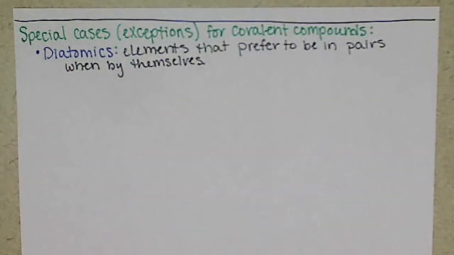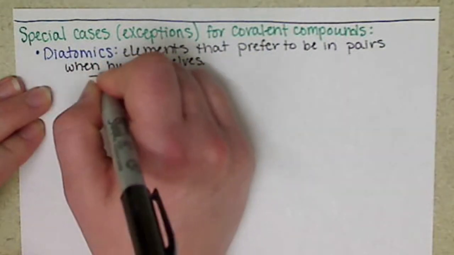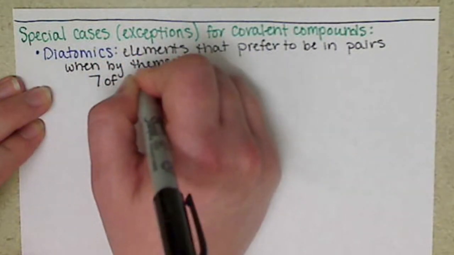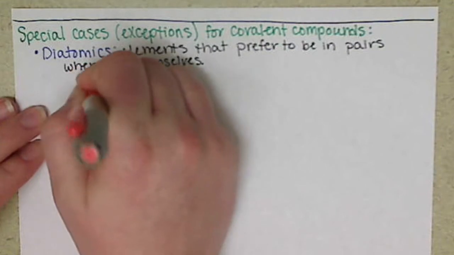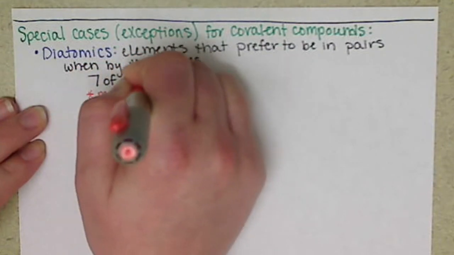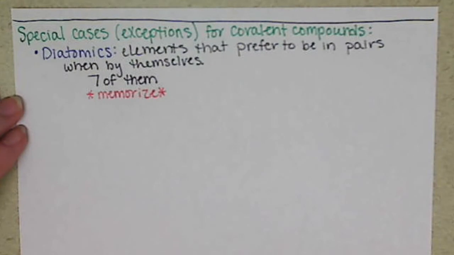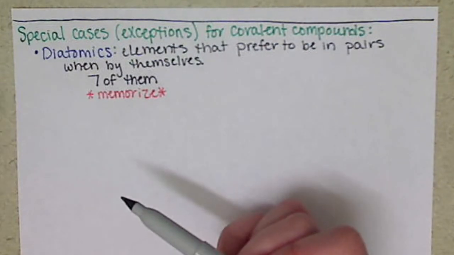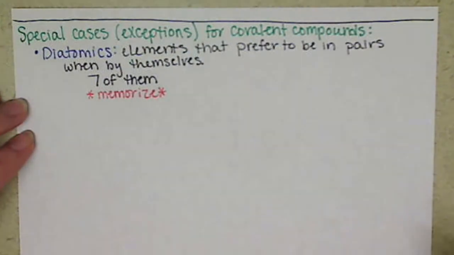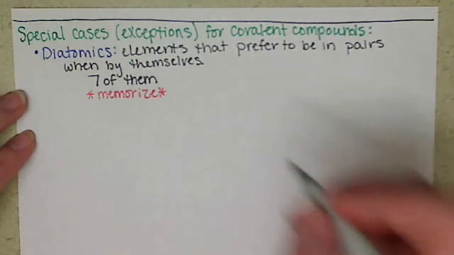So whenever we refer to these diatomics, when they're just by themselves, they're actually in pairs. Okay, and there are 7 of them. You are going to need to know, in other words memorize, all 7 of them. The way that I remember is, for some reason, I can always remember that there's 7 of them, and they form a 7 on the periodic table.